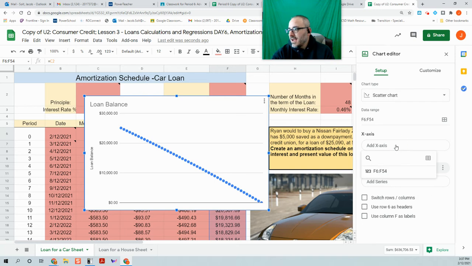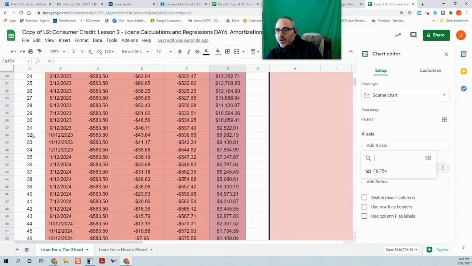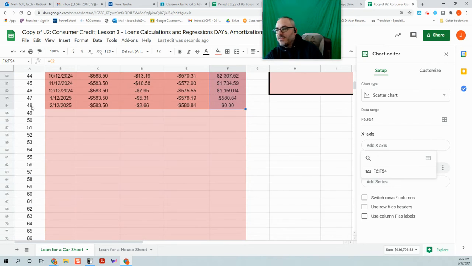I want to add an x-axis. All right, and I want the x-axis to be A6, so that period 0, all the way to A48. All right, so A6 colon A48. All right, did it do it? No, it didn't. It didn't take. Let's try again. Did I say A6? A6 to A48.